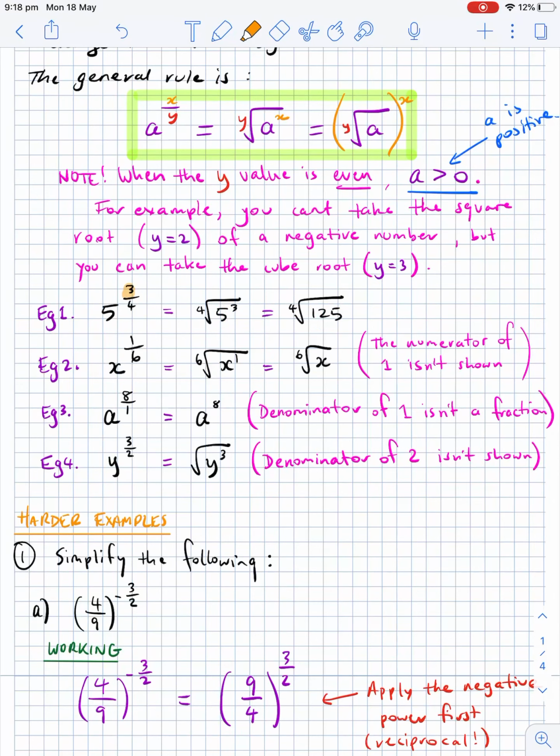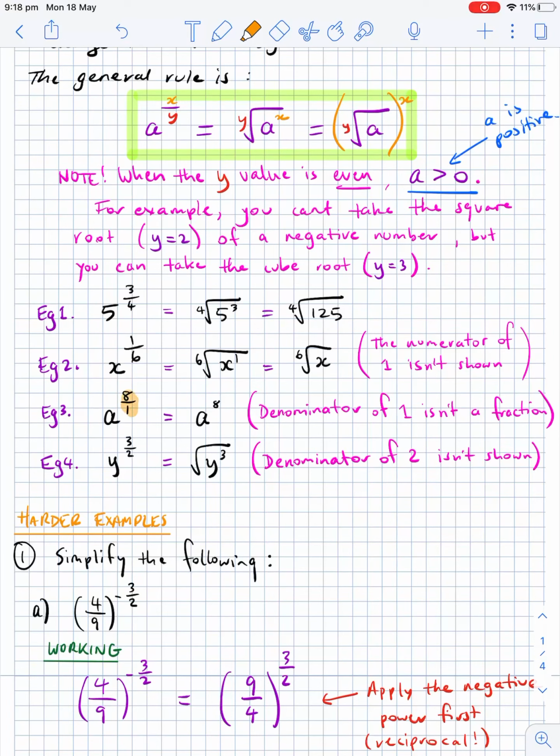Okay, example 2, let's try another. x to the power of 1 over 6. So the 6 tells us that it's the sixth root, and the 1 up the top powers the base of x, and x to the power of 1 is just x. So the rule of thumb is when you have a 1 up the top, in your final simplification you won't need to show the 1 because x to the power of 1 is just going to be x by itself.